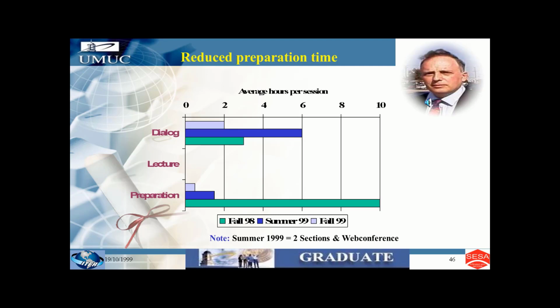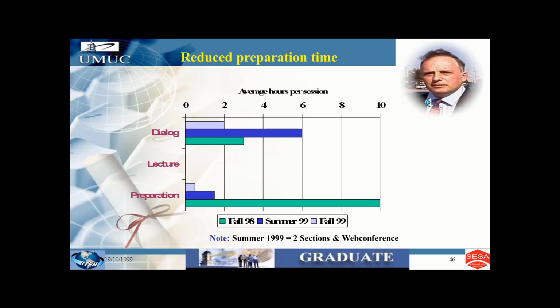The classroom class has 3 elements: the preparation time, the lecture time in the class or the classroom time, and the dialogue. Well, in the online class, as I said before, there is no lecture time, so the preparation time is the lecture time. First time CSMN 648 ran in the fall of 1998, the average preparation time was about 10 hours per session. The second time it ran, that dropped to about an hour and a half, and in the fall, so far, it's down to under 30 minutes.